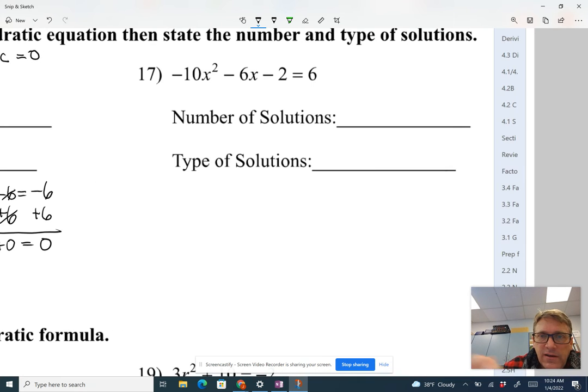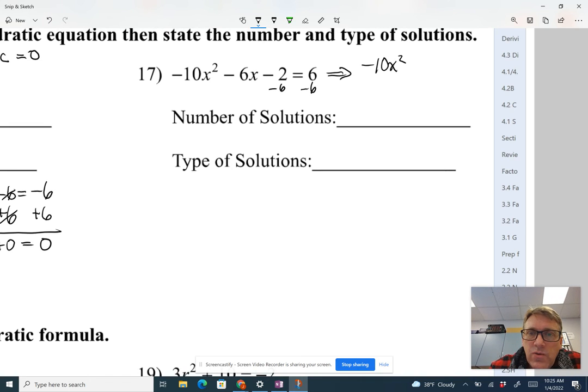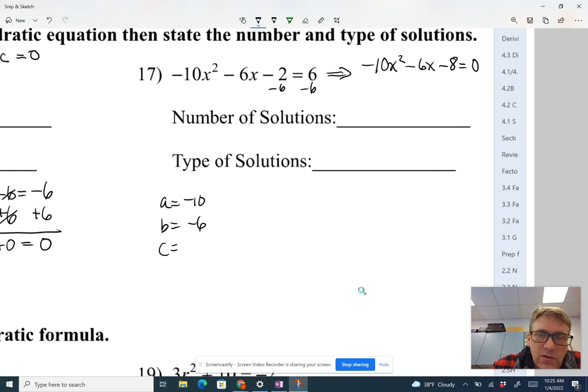See that same thing here. I'm going to subtract 6, and that would give me negative 10x squared minus 6x minus 8 equals 0. And then I make note that a equals negative 10, b equals negative 6, c equals negative 8.